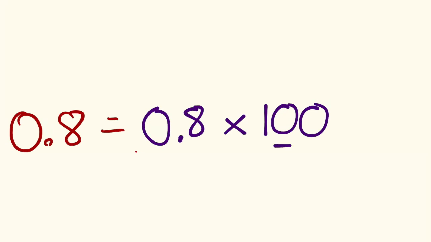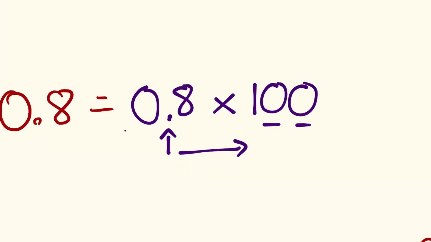Where if you have 2 zeros here, you're actually going to move this wonderful decimal over 2 spots to make it a bit bigger, right? Because you're multiplying it by 100, you're making this 0.8 a lot bigger. So what you're going to do is move the decimal place over 2 times.